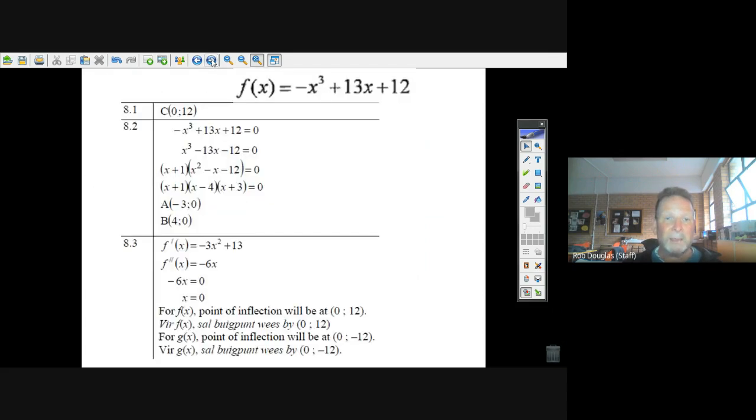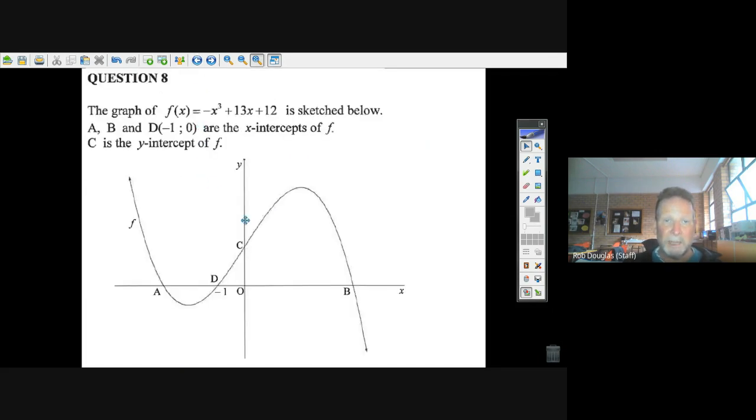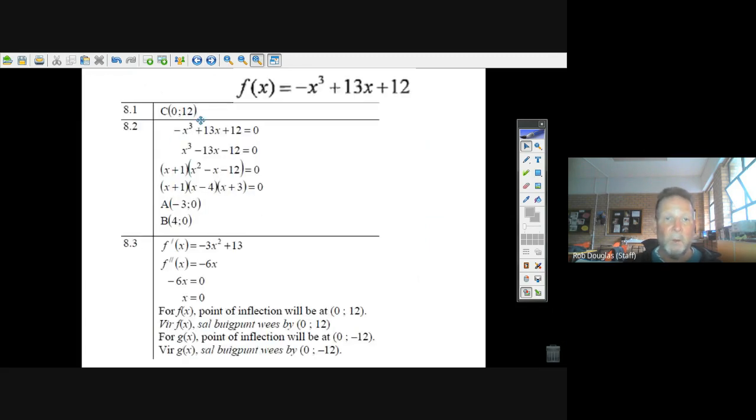To get the x-intercepts, we let this function equal 0. So we go minus x cubed plus 13x plus 12 equals 0. Like I said before, we know that x plus 1 is a factor. Then we have to put x squared in here to get x cubed, and a minus 12 in there to make that work. But it's got to be minus 13x, and we've got minus 11x.